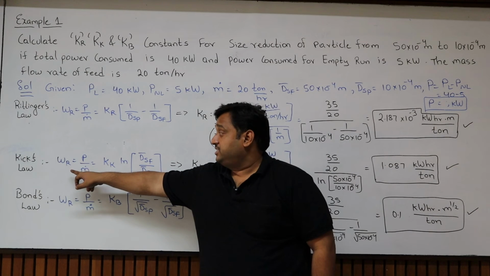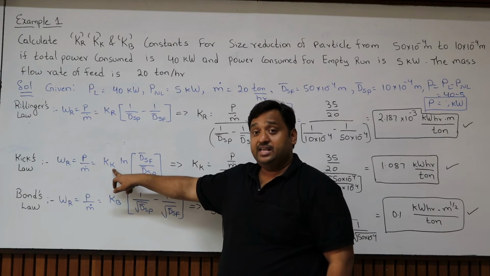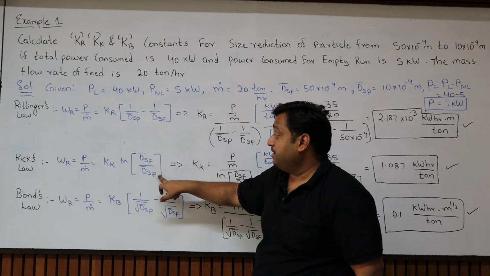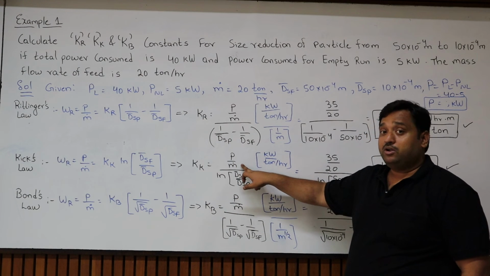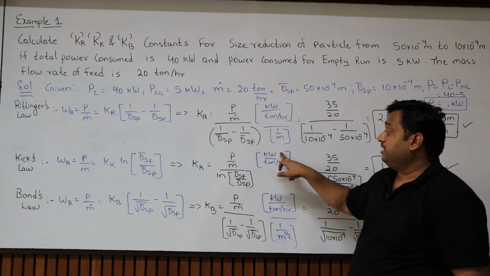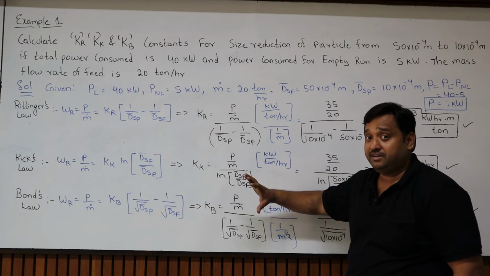The formula for Kick's constant is WR, which is P by m dot, which is Kk times ln of the reduction ratio, which is d bar sf by d bar sb. From this, Kick's constant is nothing but P by m dot divided by ln of this. And what is the P? In kilowatts, m in tons per hour. What is ln of feed by product? There are no units for the ln.